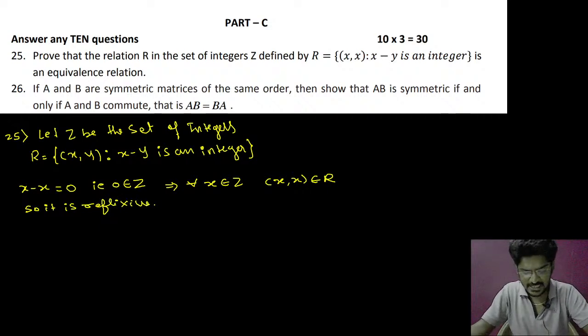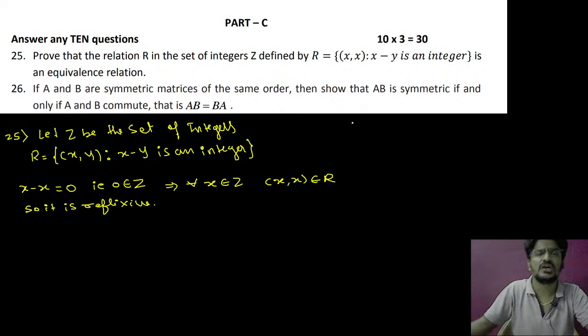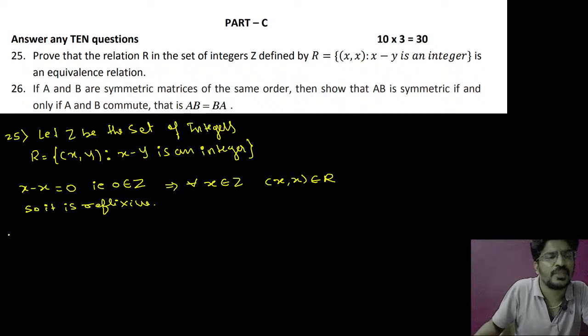Because we know that x minus x is 0, and 0 is an integer, that means x minus x belongs to the integers. This is true for every element in Z. Therefore the ordered pair (x, x) belongs to R for every x belonging to Z. So it is reflexive.